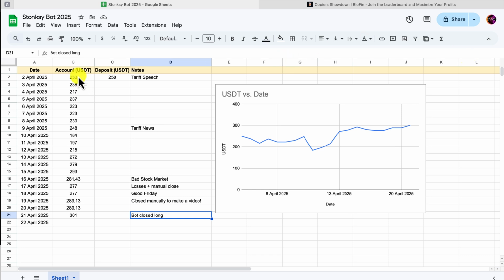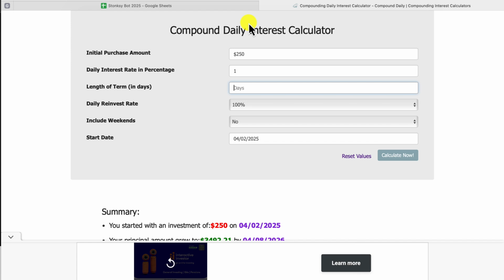So at the moment we've gone from about 250 USDT to about 300 in pretty much 3 weeks, which is about 20%. So what would that look like as a compound gain over, say, 1 year? Well, we can work this out here on this calculator on compounddaily.org. The initial amount we've got is $250, and the daily interest rate is, well, if we've done 20% in 21 days, we're talking about 1% per day, aren't we? So let's just leave that at 1%.